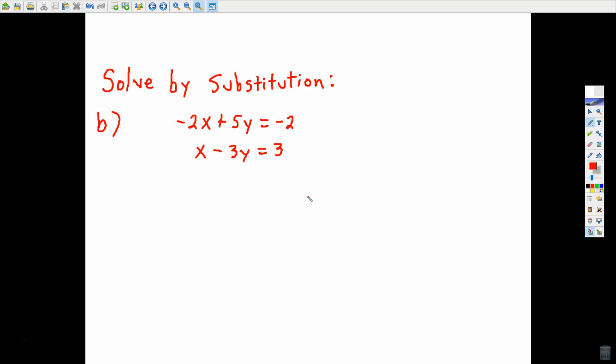The best choice, if it happens, and it does in this case, is choosing the variable that has a coefficient of 1, because there are fewer steps involved in solving for that variable. So I'm going to choose to solve for x in the bottom equation, because I can do that in one step. All I have to do is add 3y to both sides, and this equation is solved for x.